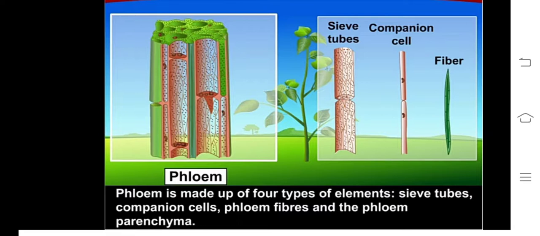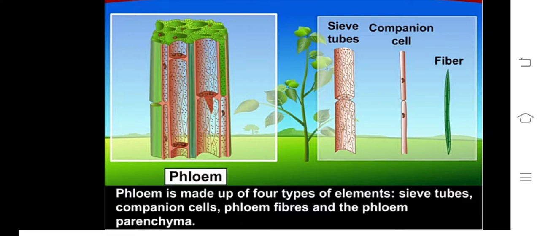Among all four types of cells, only fiber is dead in nature. The remaining ones, sieve tube, companion cells, and phloem parenchyma, are living in nature, so we can say that this is a living tissue. What about xylem? Xylem is the dead conducting tissue. Why? Because except for xylem parenchyma, all are dead in nature. But except for fibers in phloem, the sieve tube, companion cells, and phloem parenchyma are living, so we can say that they are living tissue.